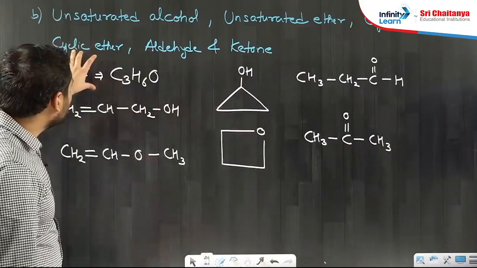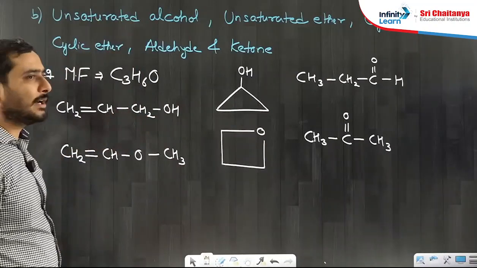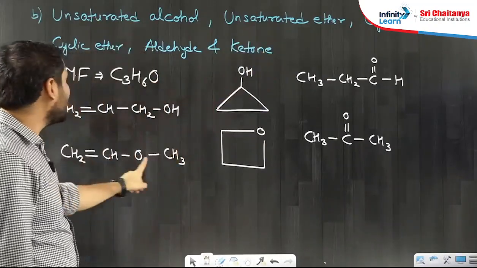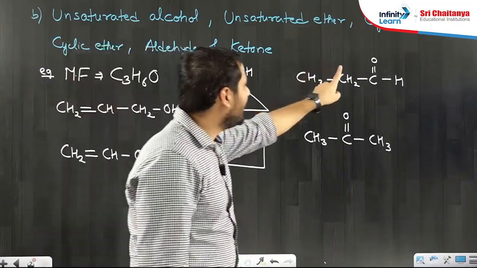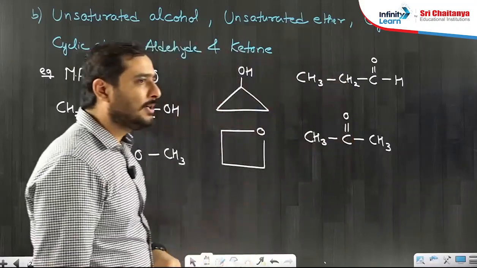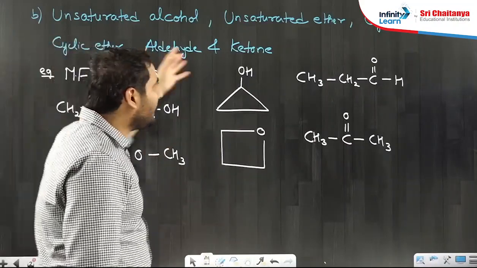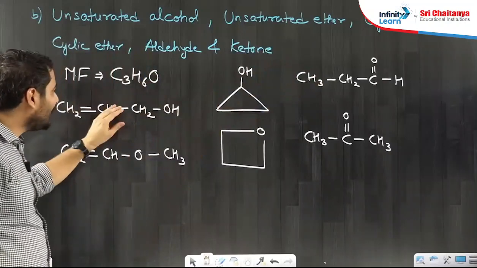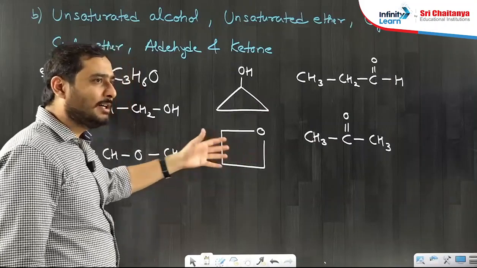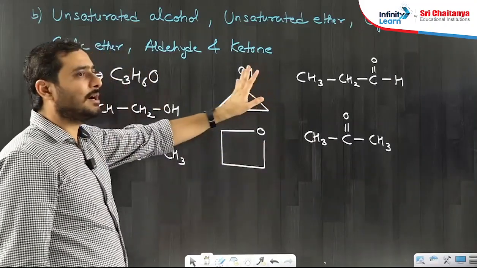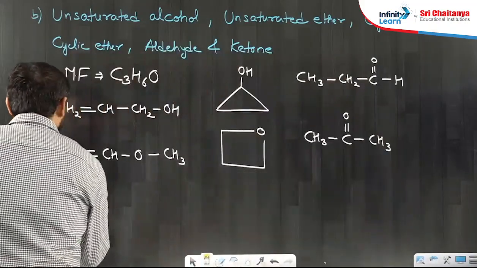So with the same molecular formula, how many different functional groups are possible? One functional group is unsaturated alcohol. Next is unsaturated ether. Next is cyclic alcohol. Next is cyclic ether. After that aldehyde and last is ketone. Now these are not the total number of structural isomers. We have just drawn which of the following are possible for this. We can draw different isomers for unsaturated alcohol, for ether, for cyclic ether. But these are only the possible cases of functional groups. So what we have to remember here is that these are not the total number of structural isomers.